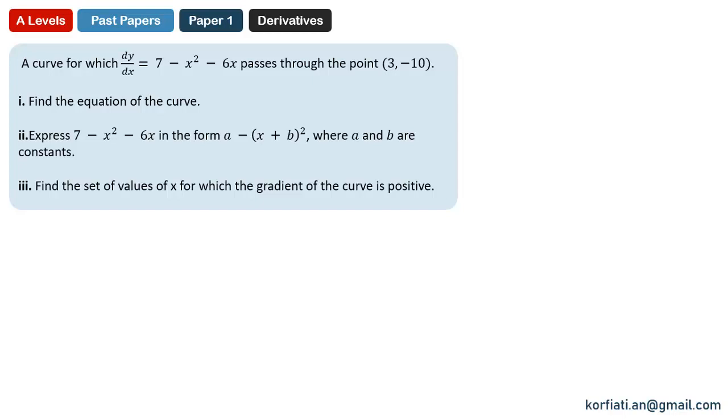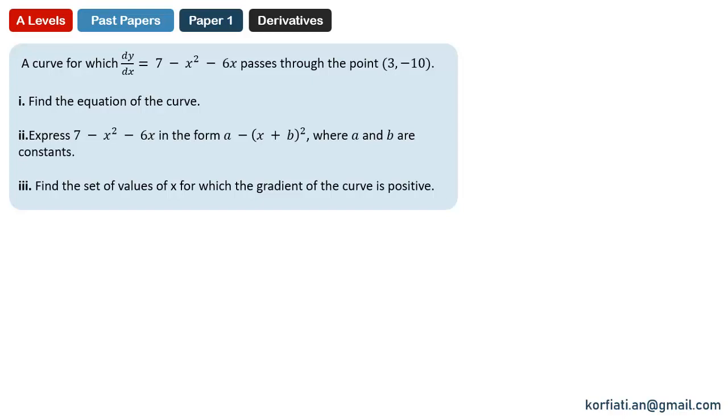It says that a curve with dy over dx equal to 7 minus x squared minus 6x passes through the point (3, -10). And we have three questions here. We need to find the equation of the curve, then express that quantity in a certain form, and then solve an inequality. This is quite an easy exercise. It does not need so much inspiration, so the steps are quite simple.